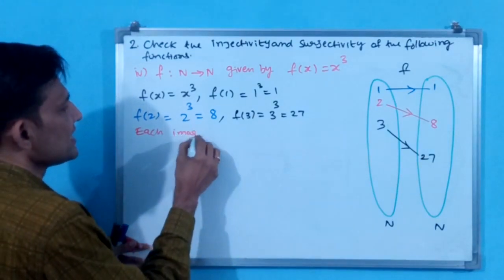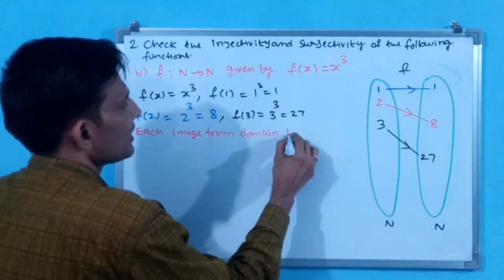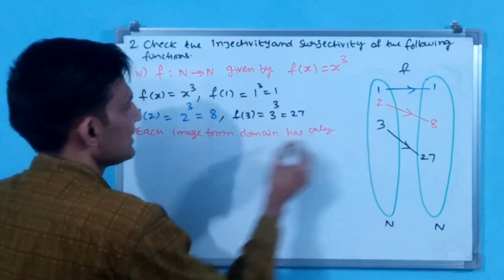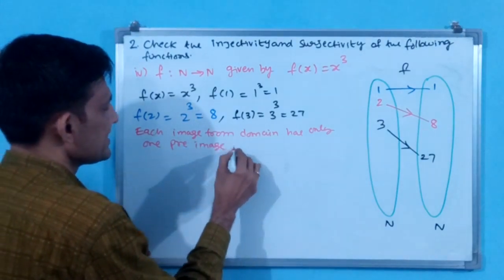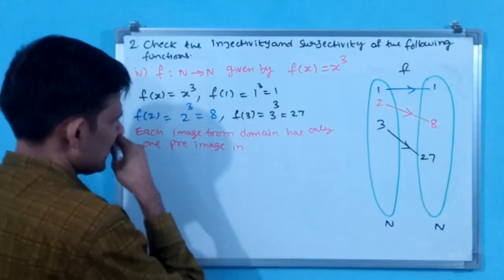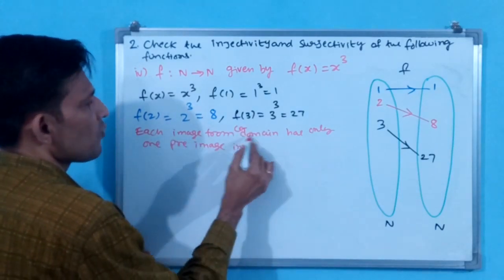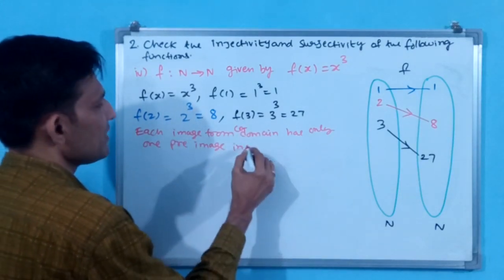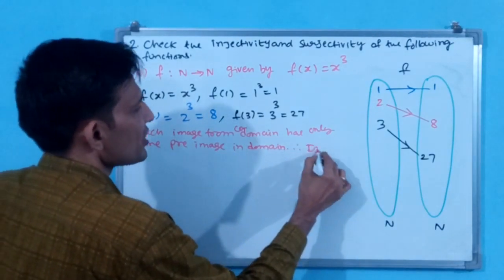Each image from codomain has only one pre-image in domain. Therefore, injective.